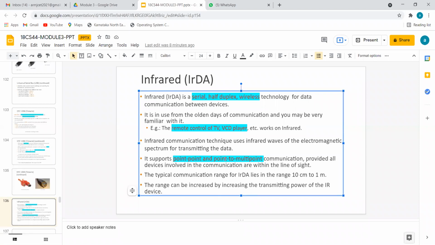It's point to point and point to multi-point. The same remote can be used for different TVs, but both TVs should be of the same architecture. The range is, as you can see, 10 centimeters to 1 meter. Nowadays we can imagine operating a TV up to 10 meters in a single room. That is possible, right?